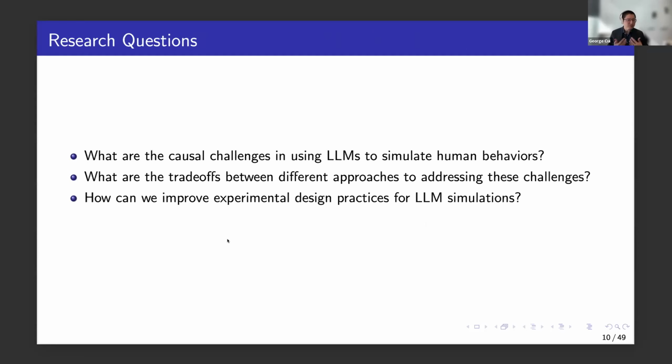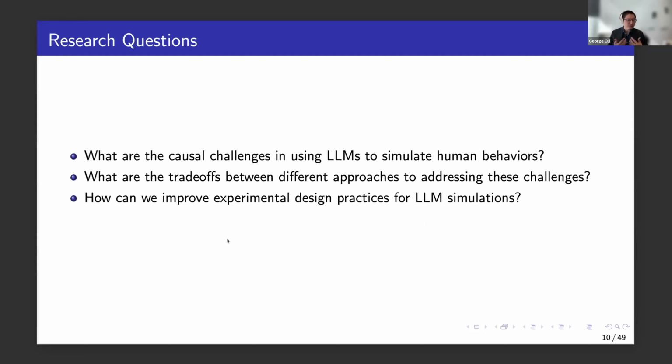So our research questions are: what are the causal challenges in using large language models to simulate human behavior? What are the trade-offs between different approaches to addressing these challenges? And how can we improve experimental design practice for large language model simulations? We want to focus on the causal challenge because we are aware that, of course, the quality of the simulation depends on the quality of the input data, and there is already a huge literature documenting how large language models may give biased results when the input data is biased.